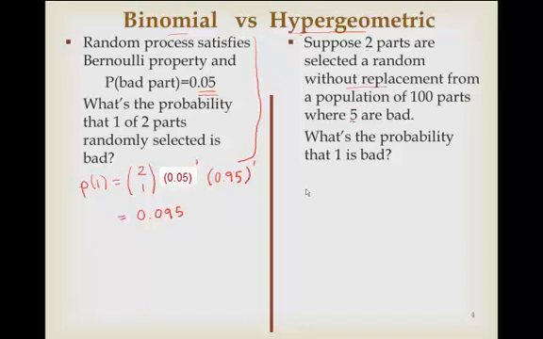Now we've got our hypergeometric. So we're again going to calculate the probability of 1. So we're going to get 1 out of 2.